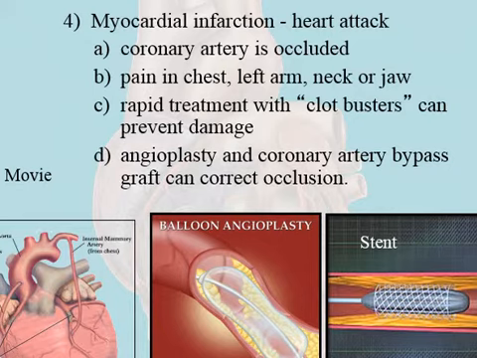Once we know that the person is having a heart attack, an occlusion of the coronary artery, we need to get that artery open as soon as possible. That's why we need the clot busters. We talked about the clot busters before, right? The TPA and the streptokinase. The key here is time, because time is tissue. The longer it takes them to get into the hospital and receive a clot buster, the more tissue will die.